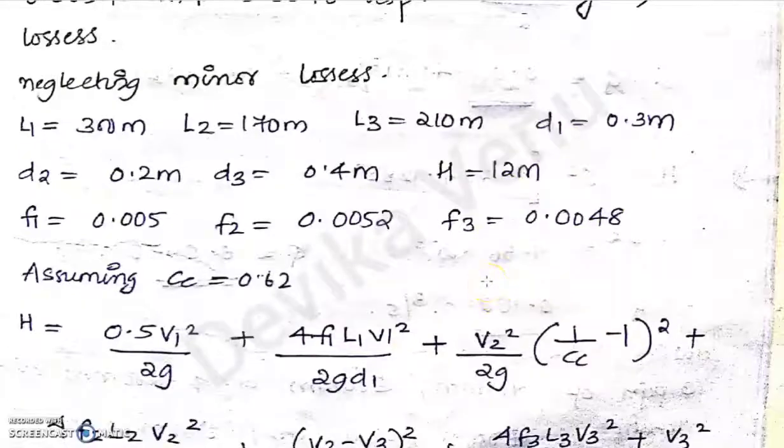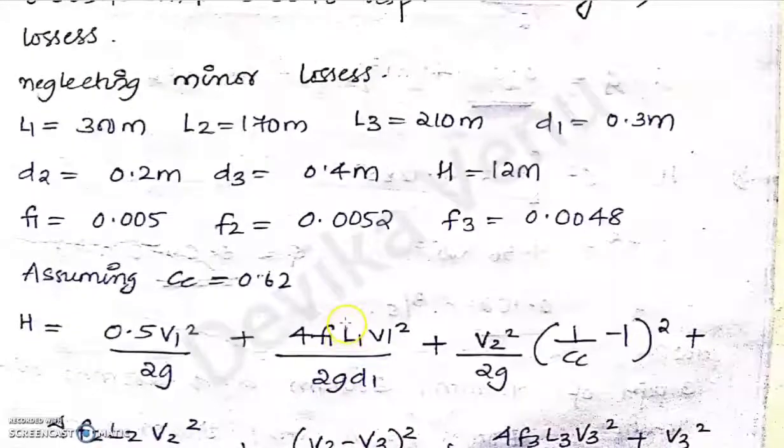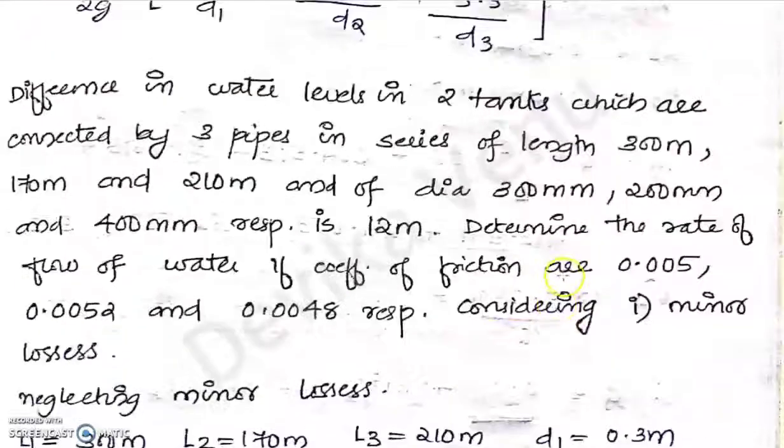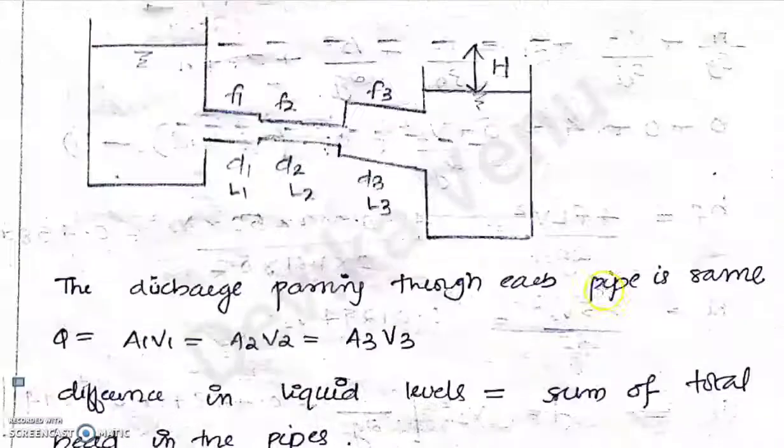Here I have to first take the minor losses also, considering the minor losses. In that case, the second thing you have to remember is that you have to draw a figure. Here in the example it is not drawn, but soon after writing the given data you have to draw a figure of the question. For the time being I am taking the above figure. It is very similar to this question.